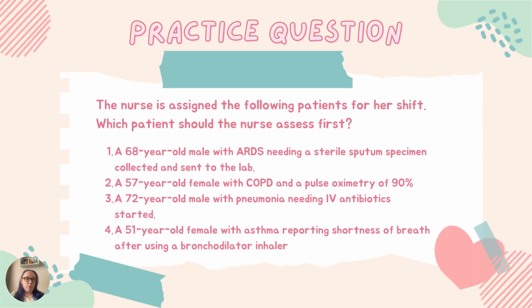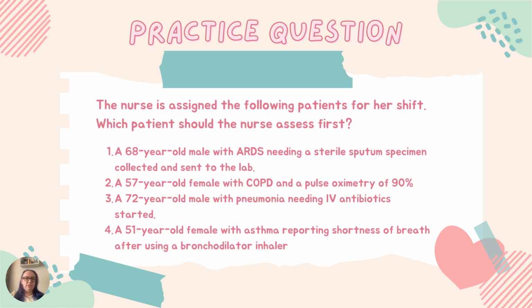So here is a practice question for you. A nurse is assigned the following patients for her shift. Which patient should the nurse assess first? A 68-year-old male with ARDS needing a sterile sputum specimen collected and sent to the lab. A 57-year-old female with COPD and a pulse oximetry of 90%. A 72-year-old male with pneumonia needing IV antibiotics started. A 51-year-old female with asthma reporting shortness of breath after using a bronchodilator inhaler.